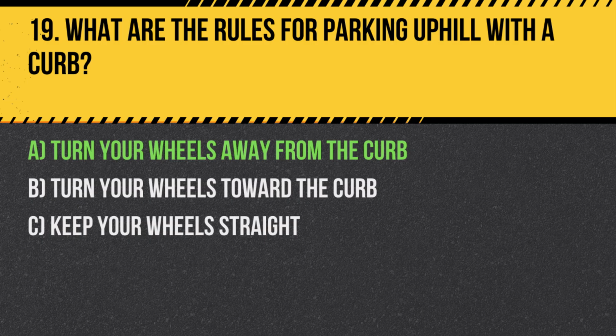Answer. A. Turn your wheels away from the curb. When parking uphill with a curb, you should turn your wheels away from the curb so that if your vehicle starts to roll, it will roll into the curb and stop.